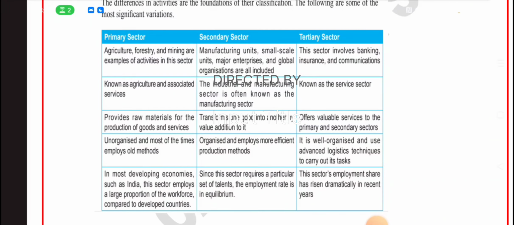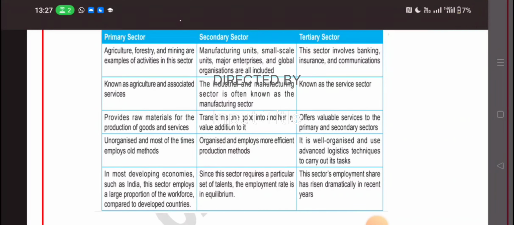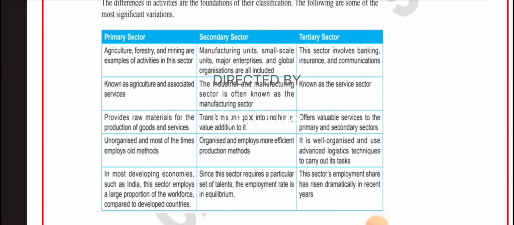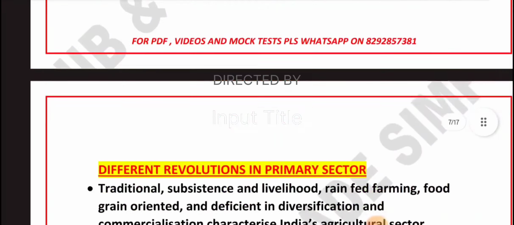So in most developing economies such as India, the primary sector employs a large proportion of the workforce compared to developed countries. In the secondary sector, since this sector requires a particular set of talents, the employment rate is in equilibrium. In the tertiary sector, the employment share has risen dramatically in recent years. So this is how we categorize the differences between the primary sector, secondary sector, and the tertiary sector.